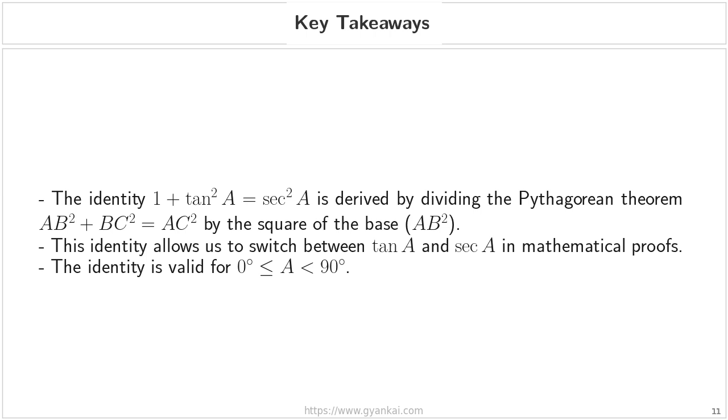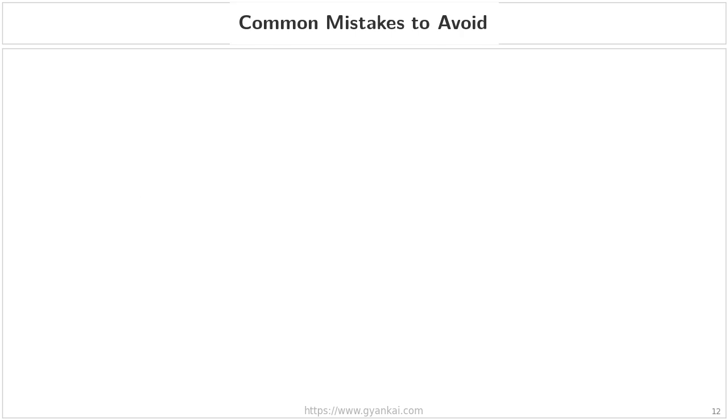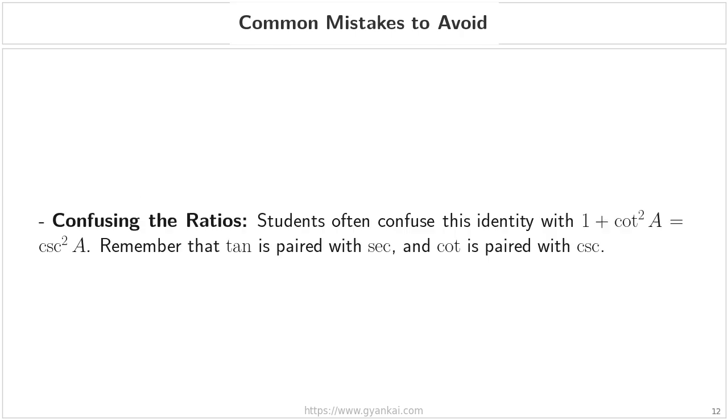Now, before we finish, let's look at some common pitfalls to avoid so you don't lose marks on your exams. Common mistakes to avoid. First, let's talk about confusing the ratios. It is very easy to mix up our Pythagorean identities when you are in the middle of a complex problem. You might accidentally swap this identity with one that looks similar, specifically, 1 plus cotangent squared of A equals cosecant squared of A. To keep them straight, just remember the pairings. Tangent is always paired with secant, and cotangent is always paired with cosecant.